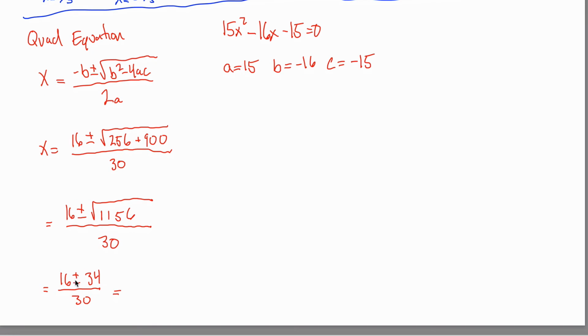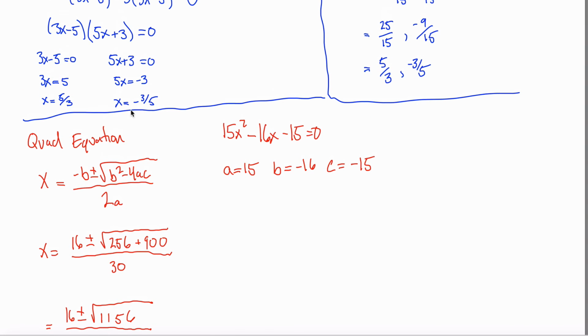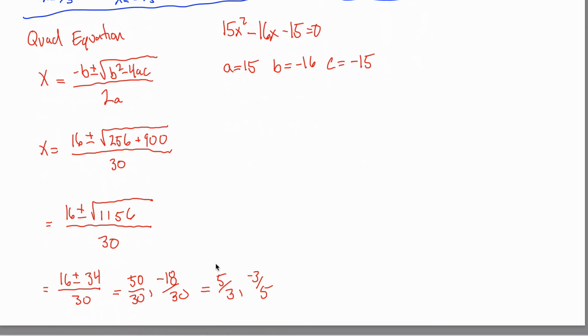So now I got 16 plus 34, which is 50, over 30, or 16 minus 34, what's that, negative 18 over 30? And if I reduce 50 over 30, I get 5/3. And if I reduce negative 18 over 30, these both had a 10 in them. These both have a 6 in them. If I take a 6 out of the top and the bottom, I get negative 3 over 5. And so I get the same answers that I had before in each of those two methods, just using a different method, the quadratic equation.